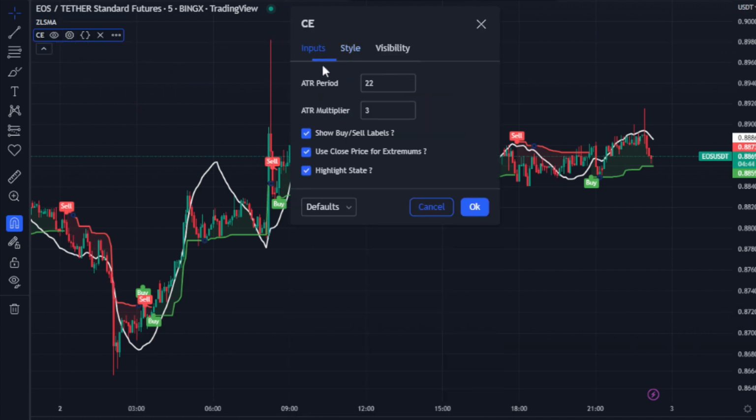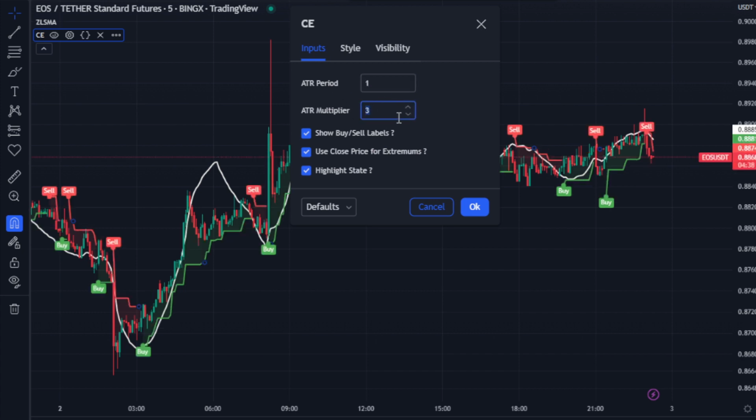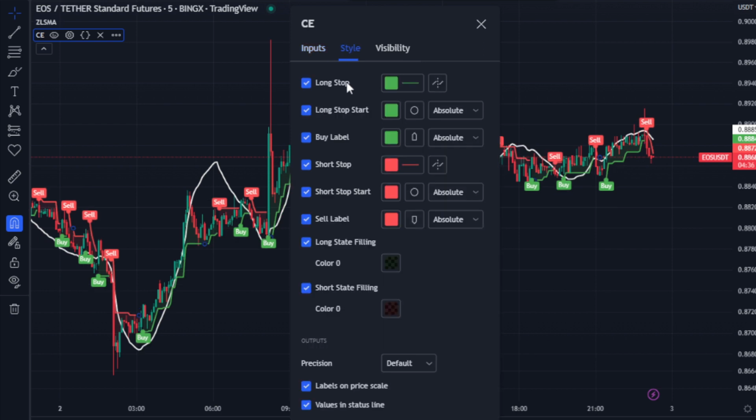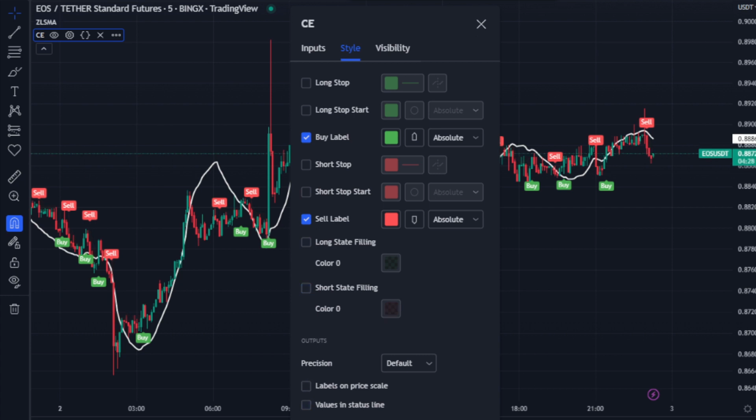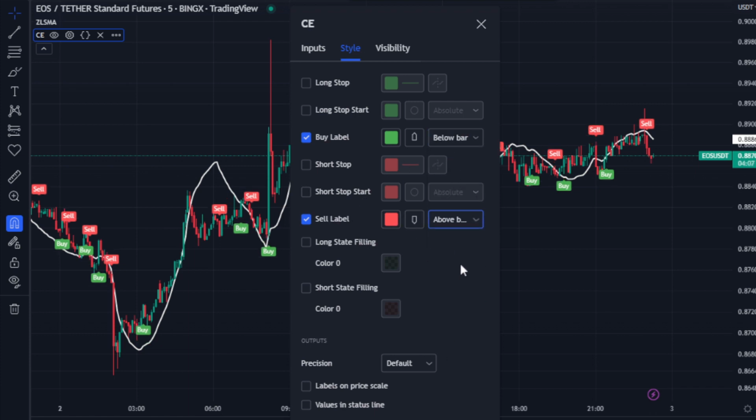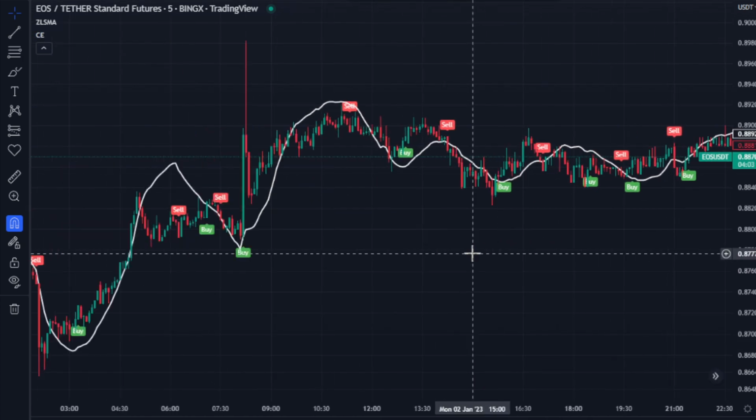We go to its inputs and we are going to modify the ATR period from 22 to 1 and the ATR multiplier from 3 to 2. And in his style we are going to deactivate all of them, except the buy label and sell label options. We change a buy label from absolute to below bar. We change a sell label from absolute to above bar. This is so that we can see better in which candle we are having the signal.